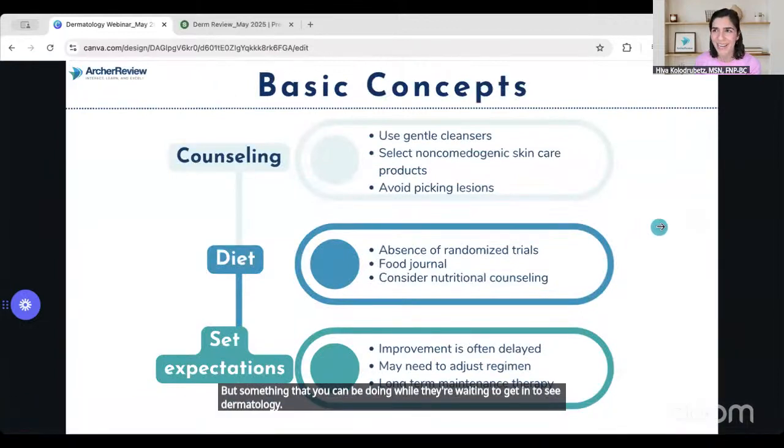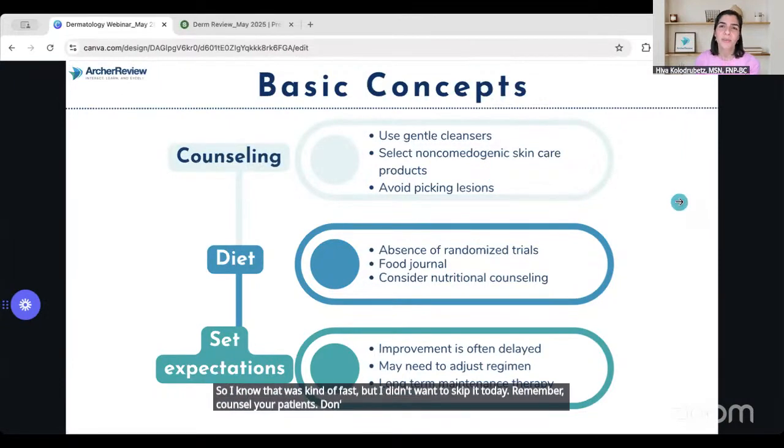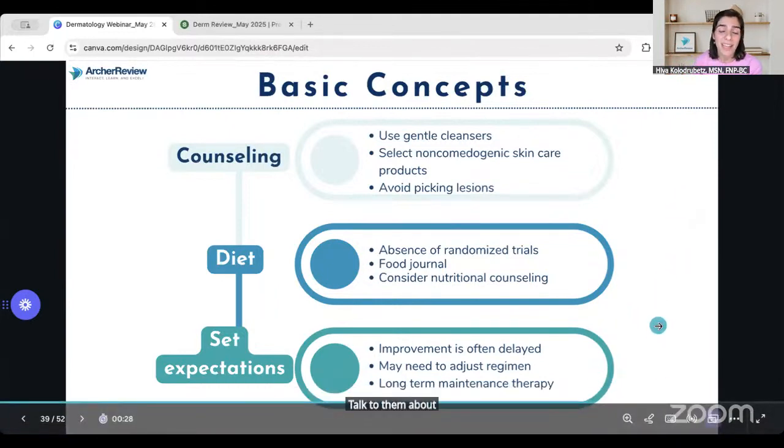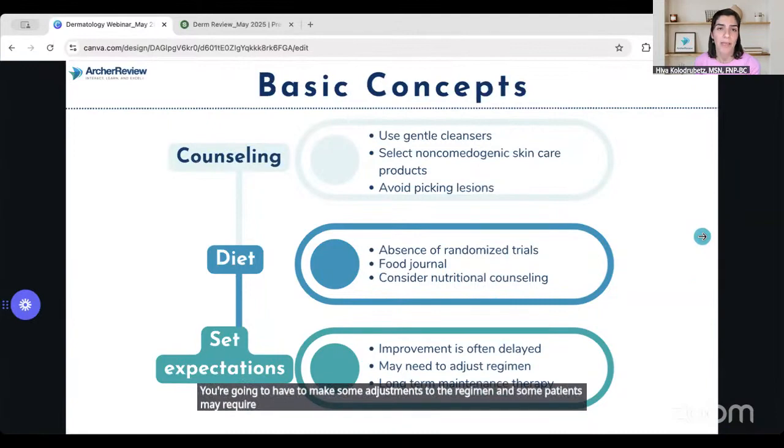So I know that was kind of fast, but I didn't want to skip it today. Remember, counsel your patients. Don't pick at the lesions. It just pushes the bacteria deeper in and causes more inflammation. Talk to them about their expectations and set realistic expectations. Improvement is not quick. You're going to have to make some adjustments to the regimen, and some patients may require long-term maintenance therapy.